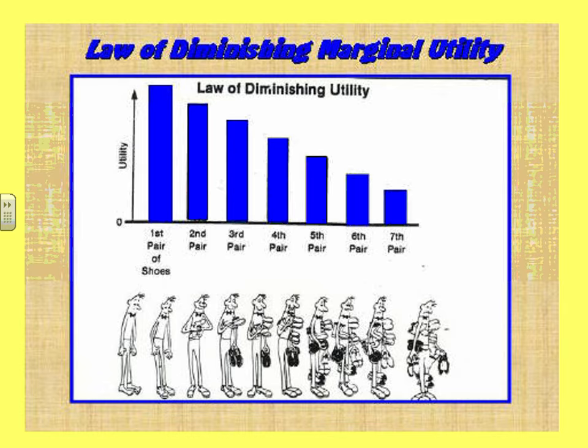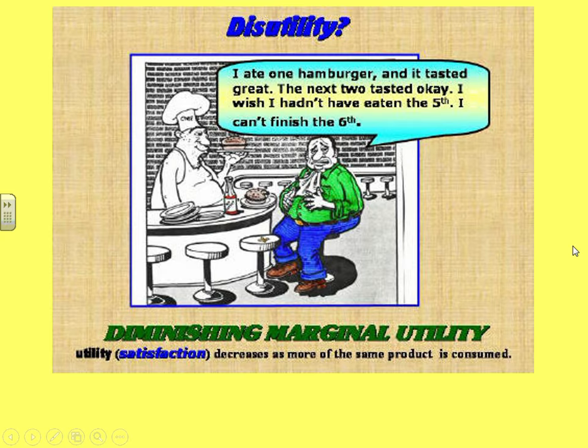Same thing with a Coke, a cold drink. For a dime, you might love to have a cold drink, but after about the third or fourth, it's just not as good as the first one. So your utility is diminishing. Sometimes that's called disutility.